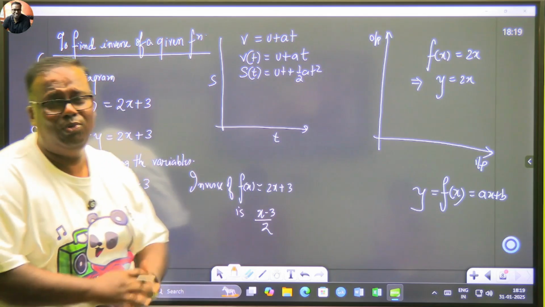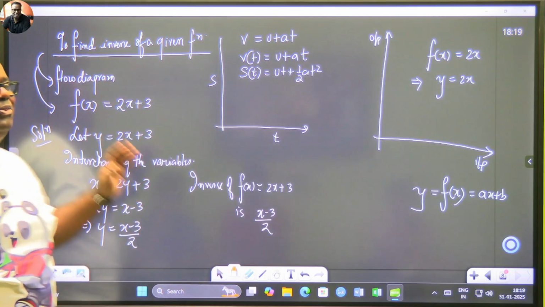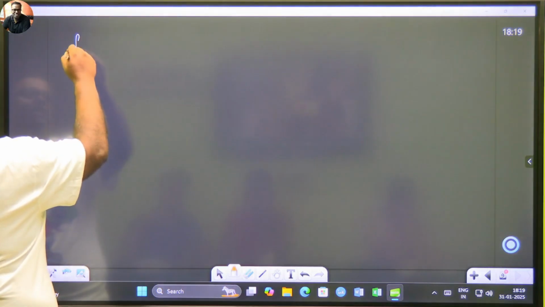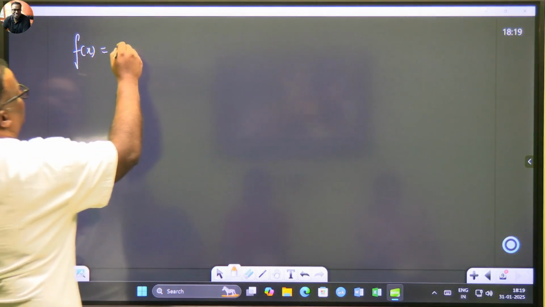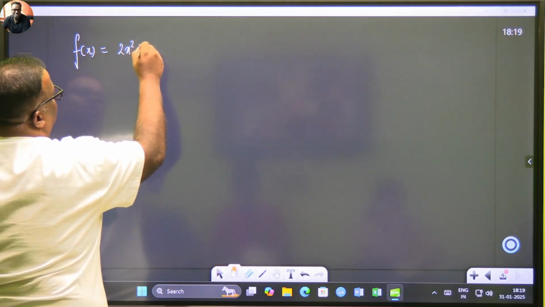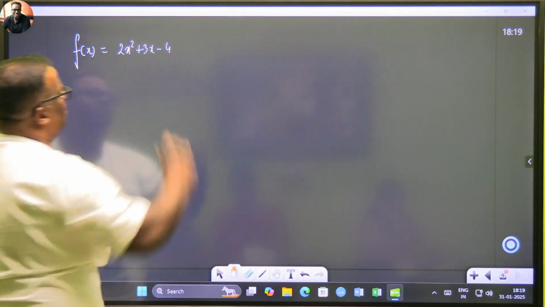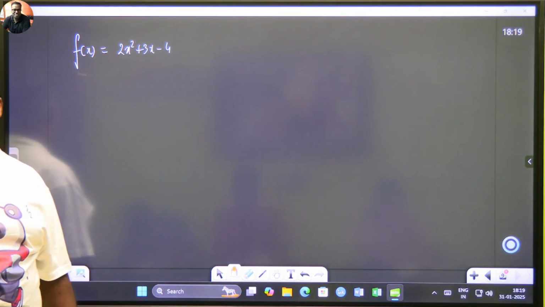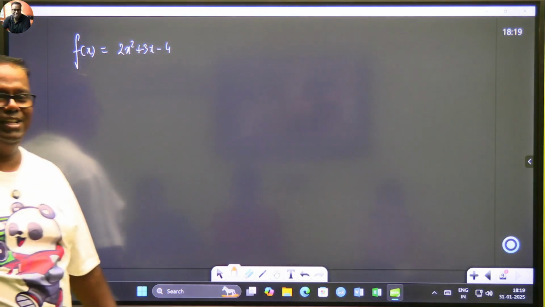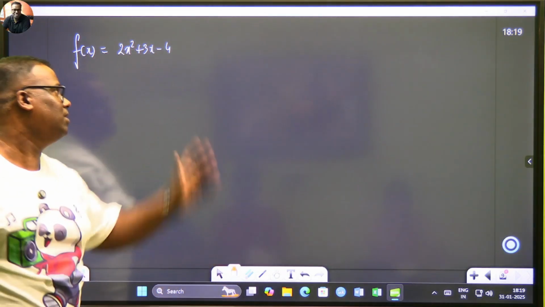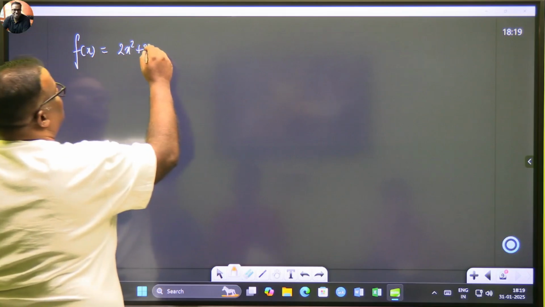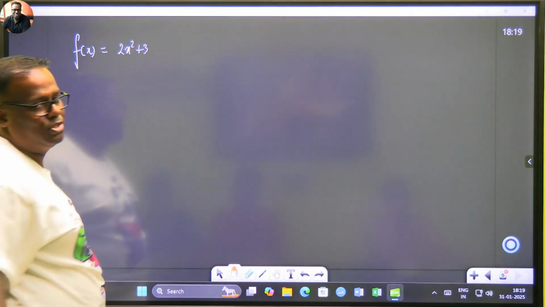Back. But in a flow diagram, calculating one or two of these is easy. Let's take some complicated things. Okay, let's say f of x equal to 2x square plus 3x minus 4. Now how will you do this? It is not factorization. Let's not work so hard at first. Let's take only 2x square plus 3 as of now.